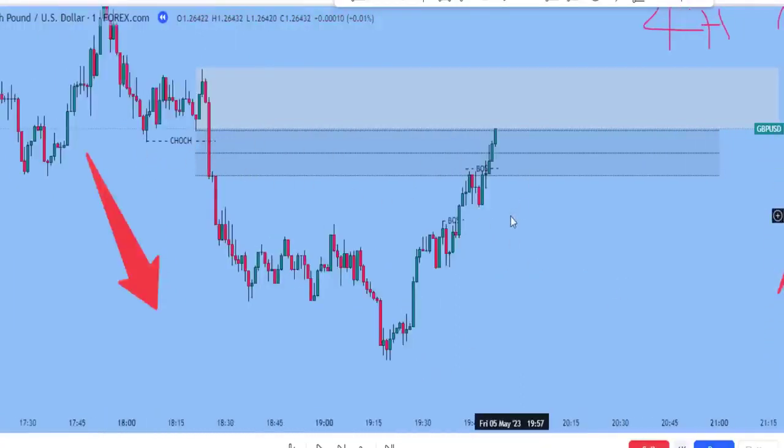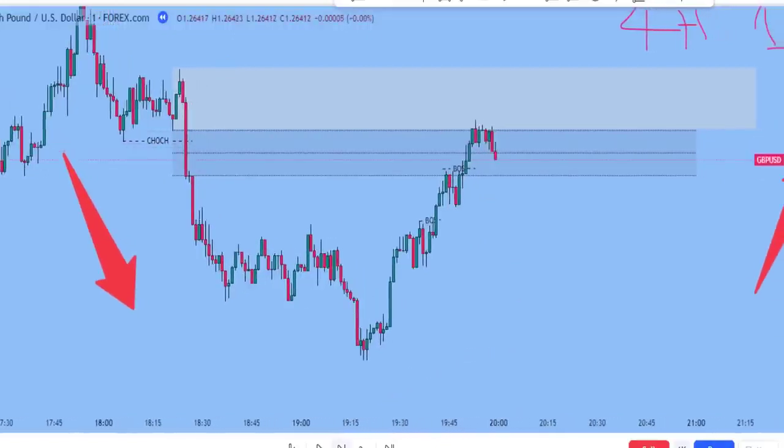Anytime you see a change of character, that means I have a market structure shift from an uptrend to a downtrend. For now, I'm in an uptrend for this retracement, but the overall is downtrend. So for it to align with the overall, I need to be in a downtrend. Please watch this video again and again if you have not understood what I just shared with you.